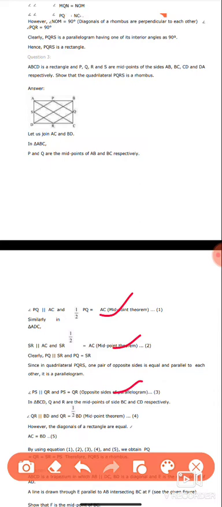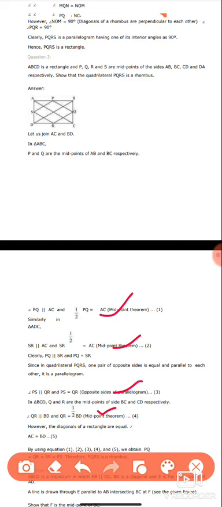Now take another triangle, that is triangle BCD. Now in triangle BCD, again you are having the same thing, that is Q and R are the midpoints of BC and CD respectively. So QR will be parallel to BD and QR is equal to half of BD. So this will be your equation number 4.